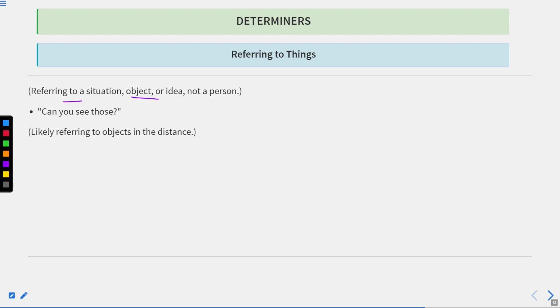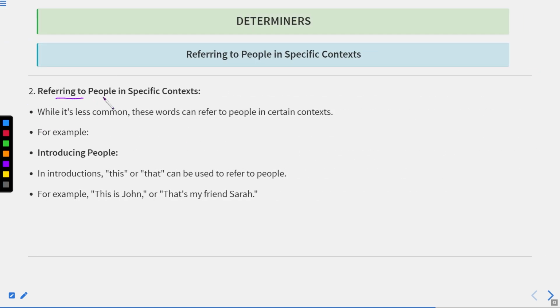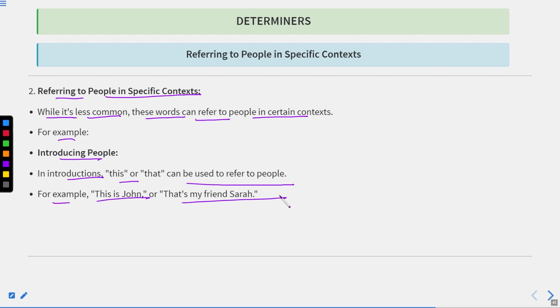Referring to a situation, object, or idea, not a person. Can you see those? Those are likely referring to objects in the distance. Referring to people in a specific context: while it is less common, these words can refer to people in certain contexts. For example, in introductions, this or that can be used for people. For example, this is John, that is my friend Shah.